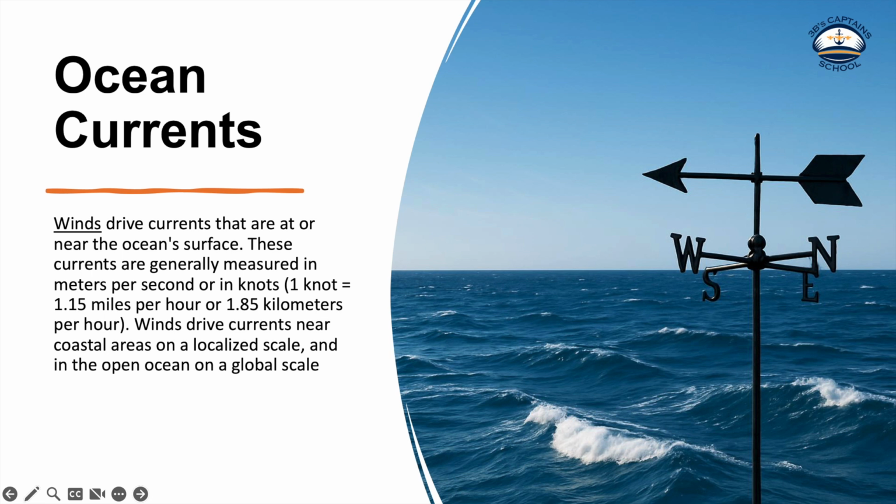We're going to use knots primarily. Winds drive currents near coastal areas on a localized scale, and in the open ocean on a global scale. So trade winds and large weather systems can blow across the ocean and cause pretty significant surface currents.